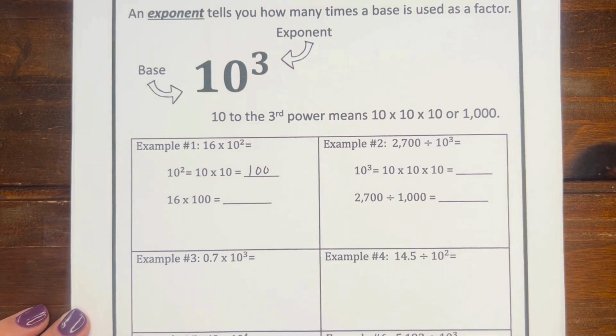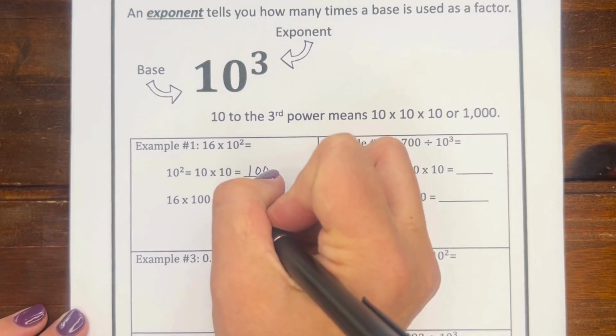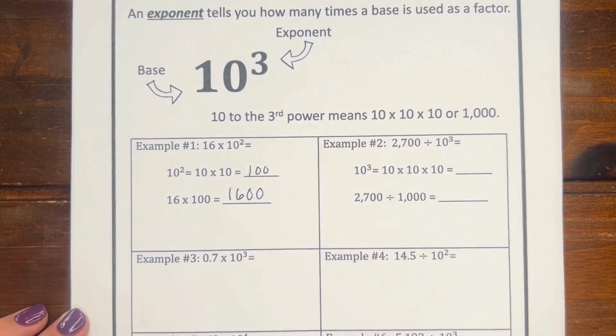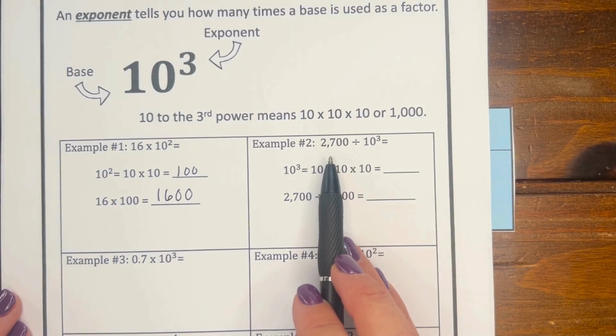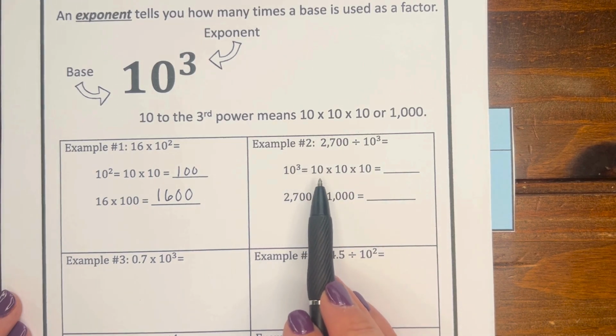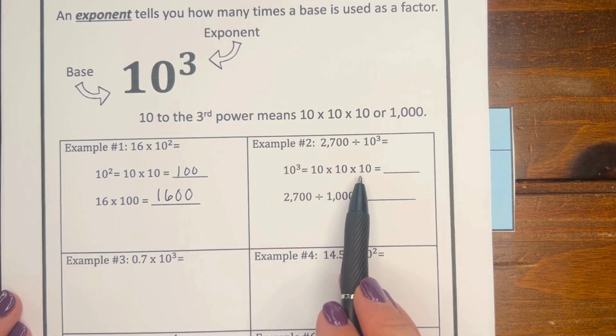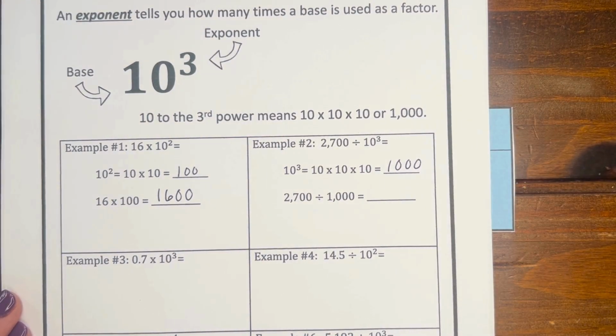If I multiply 16 times 100, my number is going to shift 2 places greater or to the left on the place value chart. So 16 times 100 becomes 1,600. Let's keep going. Next, we're going to divide 2,700 by 10 to the 3rd power. Now let's break up 10 to the 3rd power. 10 to the 3rd power is the same as 10 times 10 times 10, which means 1 with 3 zeros, or you guessed it, 1,000. So we are going to be dividing this number by 1,000.